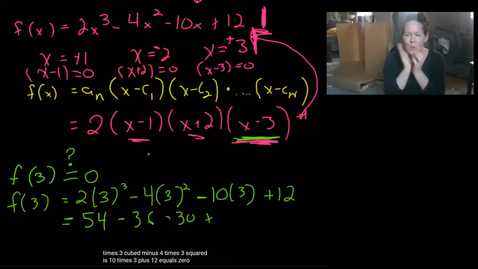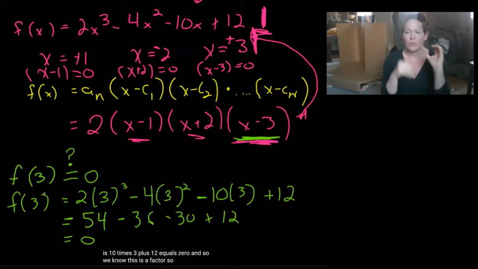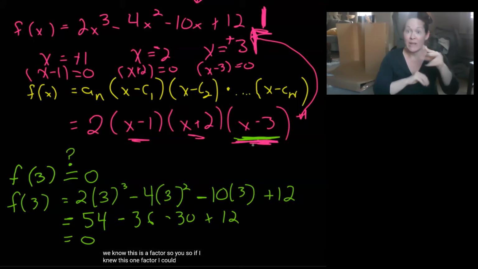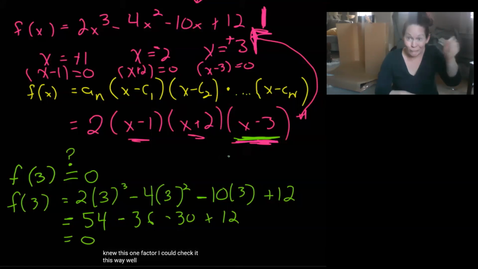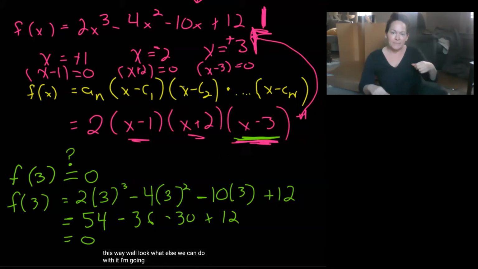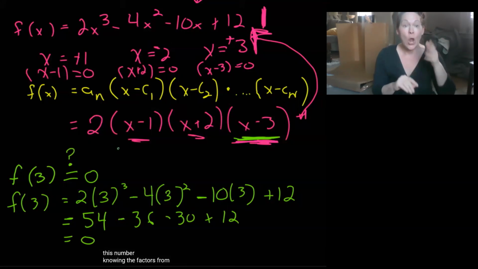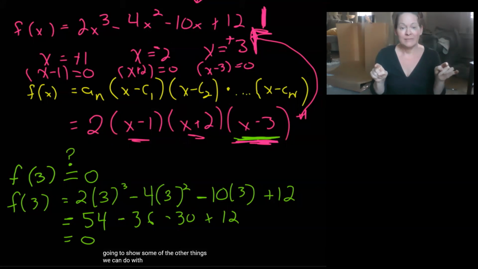Minus 3, 6, and 8 equals 0. And so we know this is a factor. So if I knew this one factor, I could check it this way. Well, look what else we can do with it. I'm going to continue to use this number, knowing the factors from the graph. I'm going to show some of the other things we can do with it.